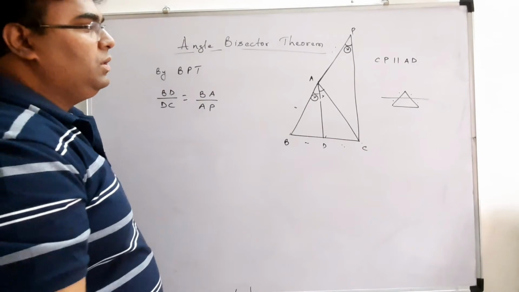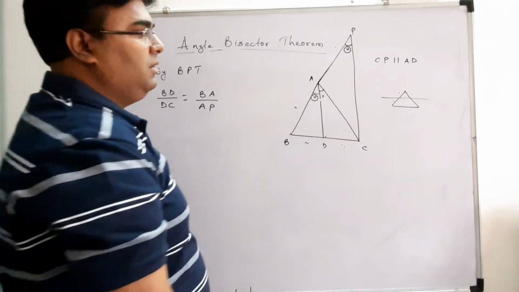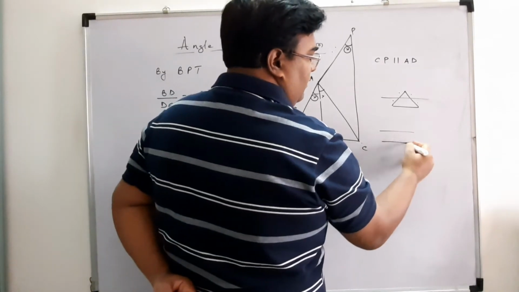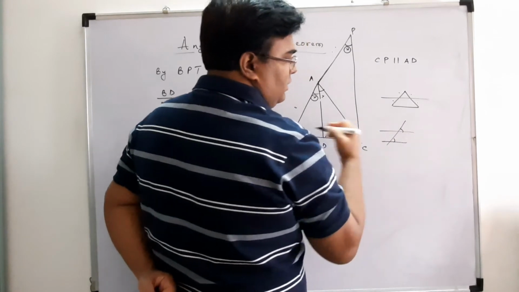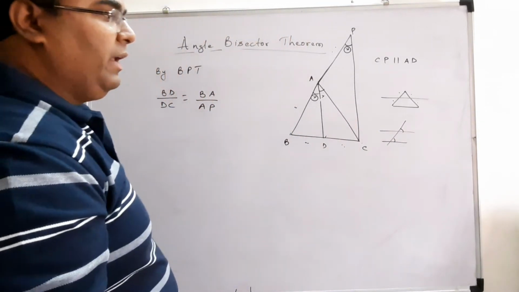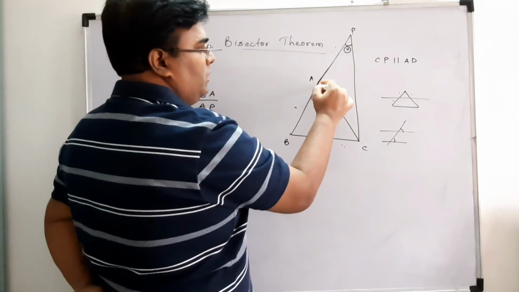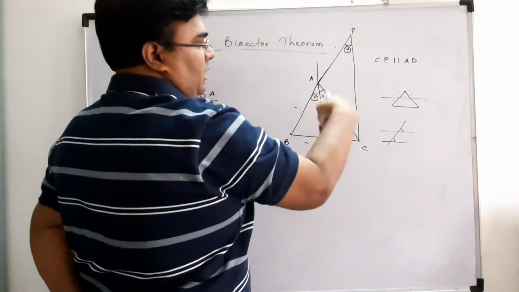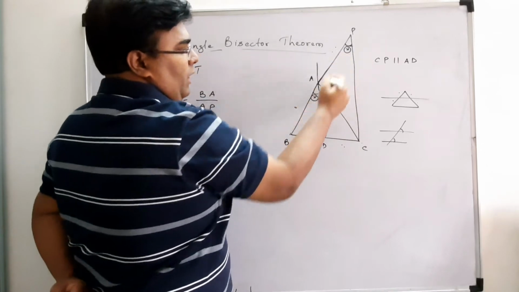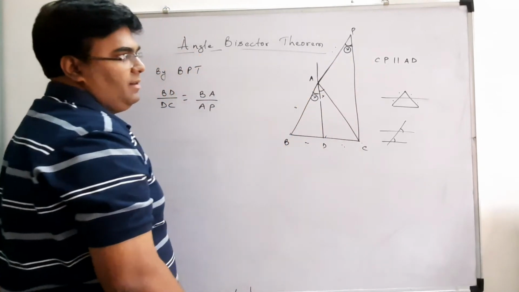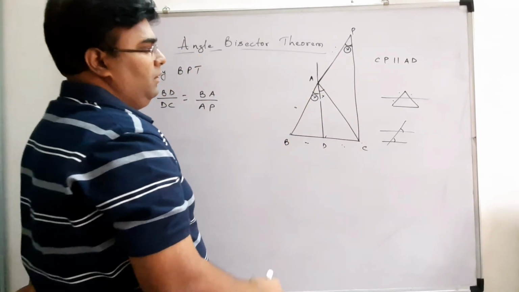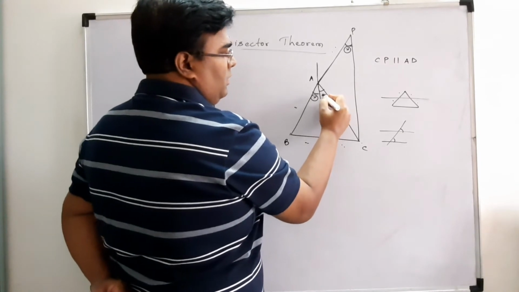Why? Because they are corresponding angles. If two lines are parallel, these two angles are known as corresponding angles, and they are equal also. Similarly, you want to see clearly here, I have made a line parallel, and these two angles are what? Corresponding angles. Clear?